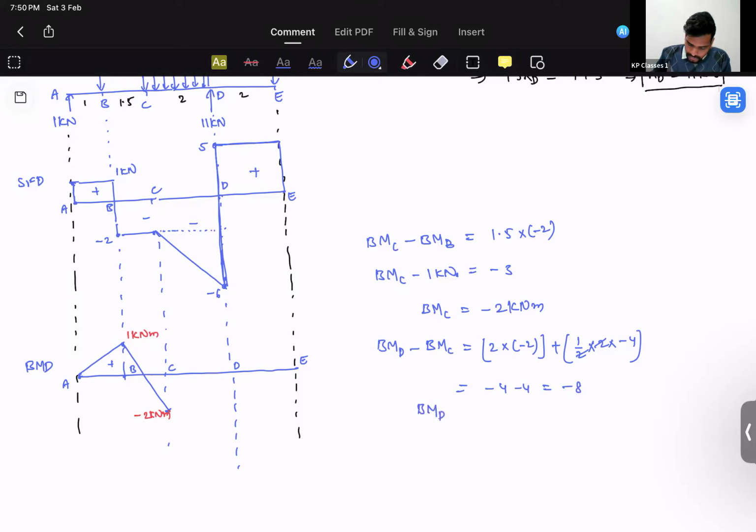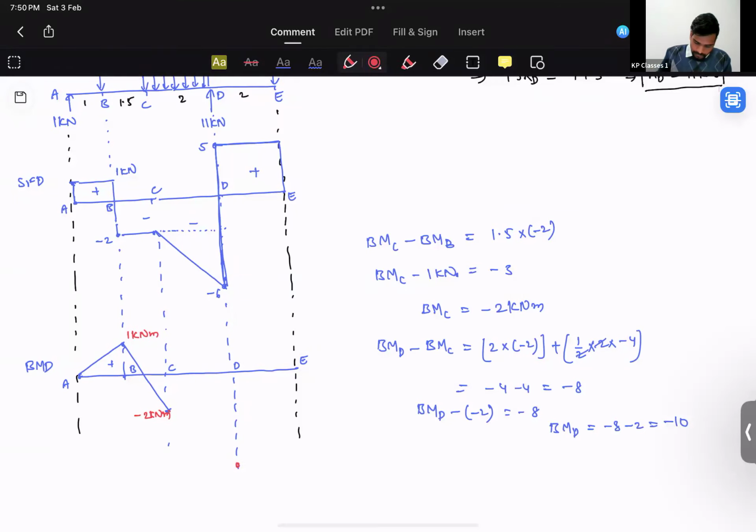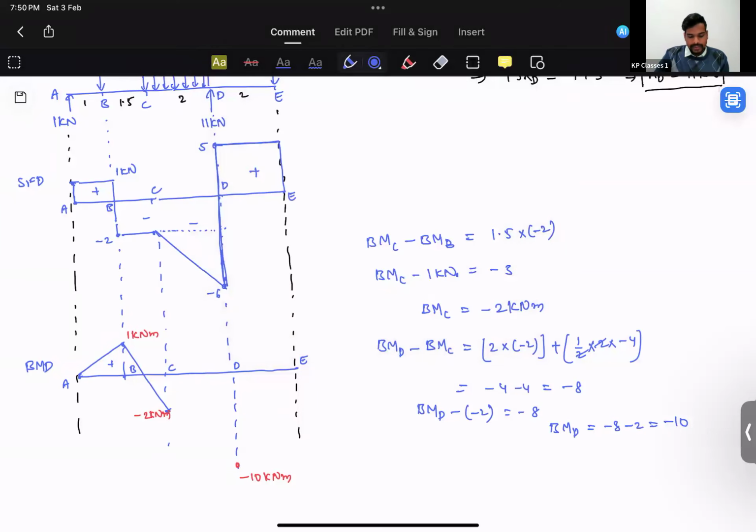And bending moment at point D minus bending moment at point C, which was already minus 2, is equal to minus 8. So bending moment at point D will come out to be minus 8 minus 2, that's going to be minus 10. So we will be reaching minus 10 over here at point D. This is minus 10 kilonewton meter. This probably could be our answer, the lowest point of our BMD. So what type of curve is it going to be? It is negative and increasing slope. Negative and increasing curve would be something like that.